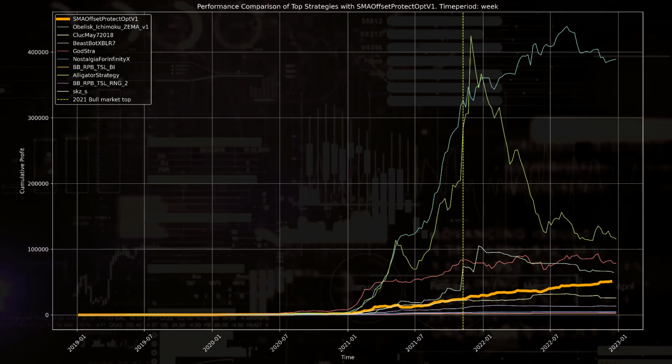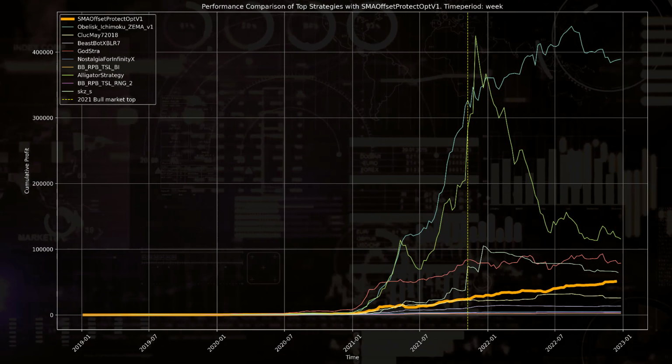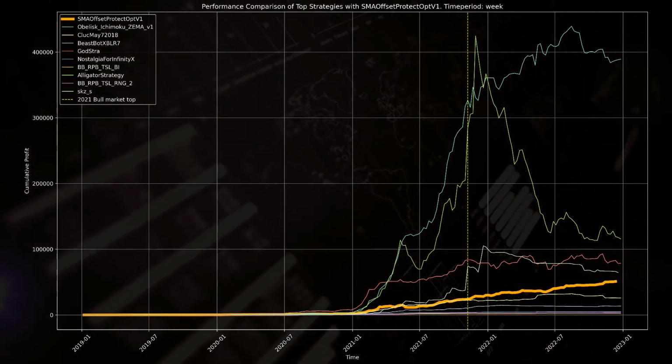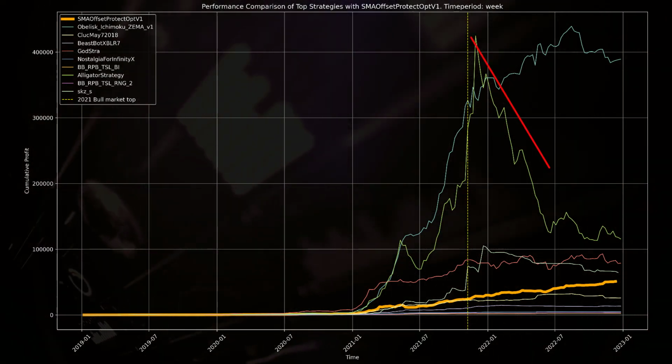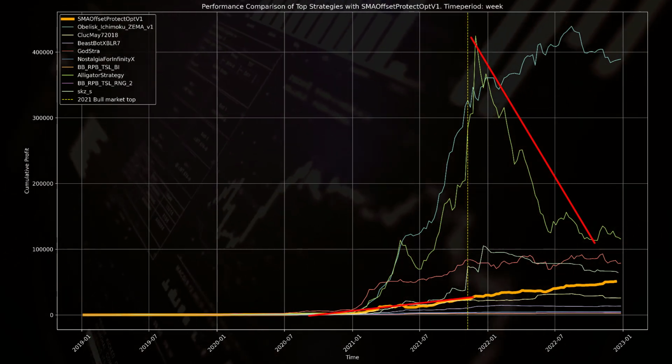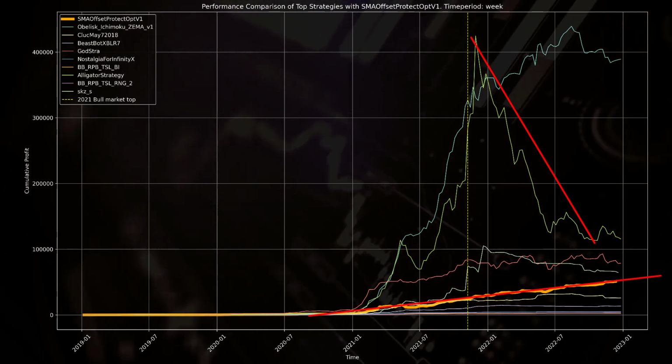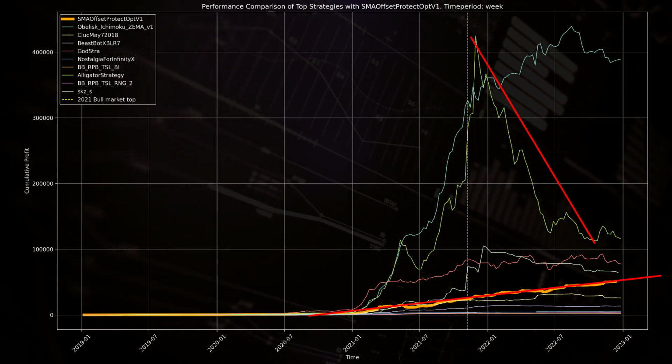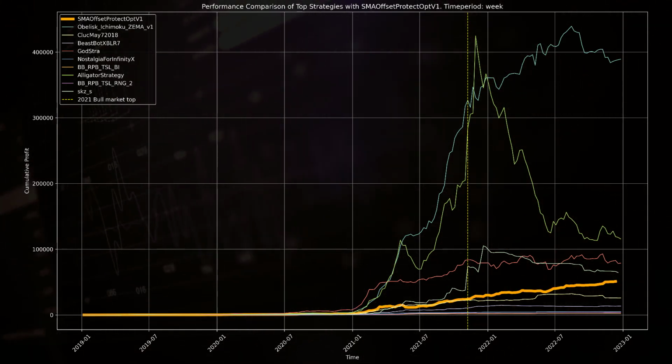And I can check this performance in the following chart here. And as you can see, other algos had at some point a noticeable drawdown, whereas this one just has an upward line without any noticeable large periods of declines, like the CluckMe algo for example.